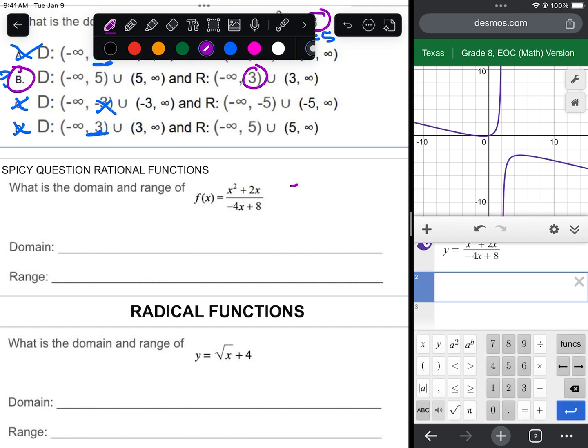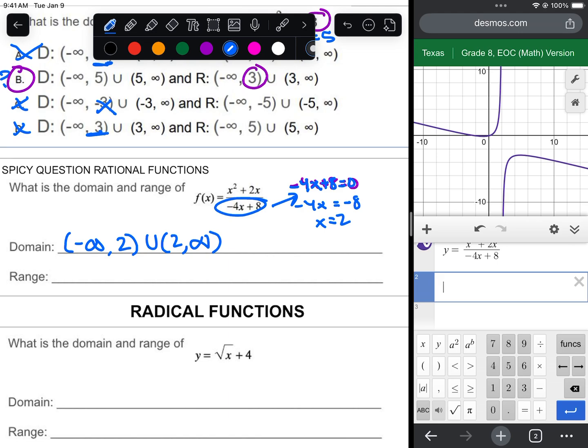Great. What makes negative 4x plus 8 equal to 0? Let me do this in blue, actually, because that's my vertical asymptote. If I just go ahead and solve this, I get negative 4x equals negative 8. X is equal to 2. So my domain is negative infinity to 2, union 2 to infinity. And that's just because that's what makes that 0.